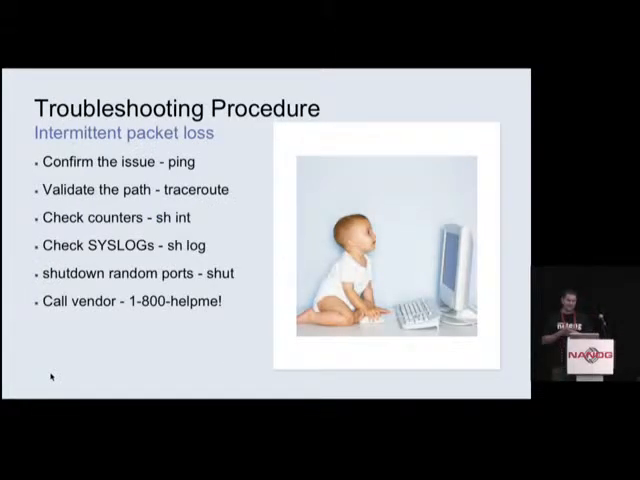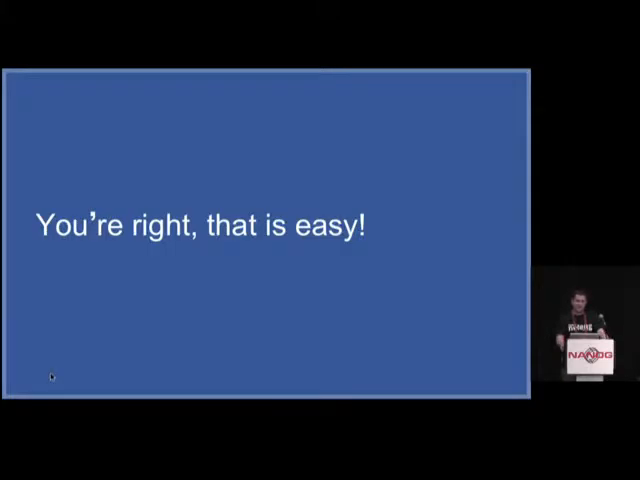Okay, so if your network looks like this, your troubleshooting procedure probably looks something like this. A guy calls and says, hey, I got some packet loss on the network. First thing you do is confirm the issue. You ping the servers, you see that there's packet loss, great. Now where's the packet loss occurring? Well, you run traceroute, you see, okay, it's at hop 3 of this path. There's some problems occurring. So you log into this device, you run show interface, you run show log, shut down some random ports. If all else fails, you call your vendor and you say, help me out, I don't know what's wrong. If that's your troubleshooting procedure, you're right. That is easy. We're done.